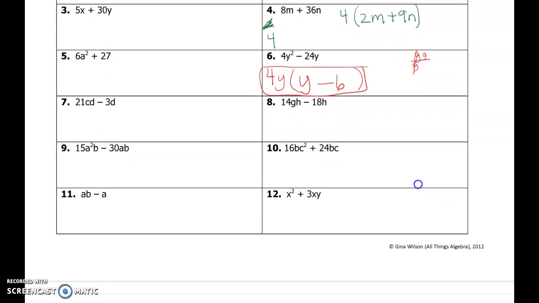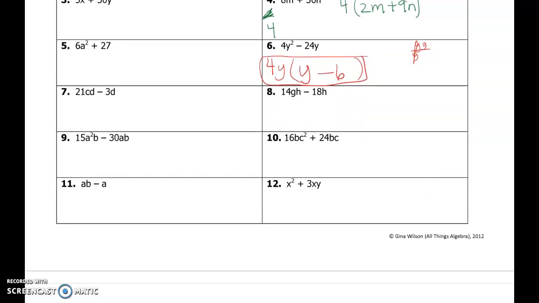So let's try one with more variables. 14 and 18, I know 2 goes into both of them, and as far as variable goes, they both have an h. So I'm going to take that out. 14 divided by 2 is 7. G, h divided by h, I'm just left with g. Negative 18 divided by 2 is negative 9, and h divided by h does cancel. So this is my answer here. And there we go.